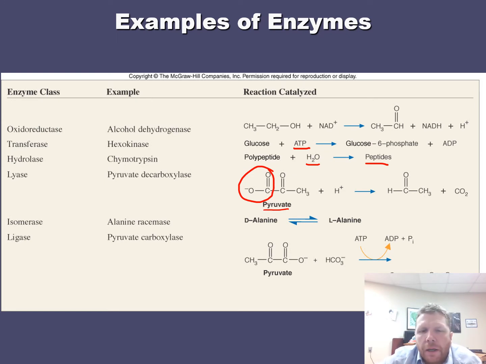For an isomerase, D-alanine is interconverted to L-alanine with the help of this enzyme. And a ligase, while it's not displayed here, essentially takes pyruvate and adds a CO2, using ATP in order to do that. I'm sorry, we're not making phosphoenolpyruvate, but rather oxaloacetate, which looks like such.